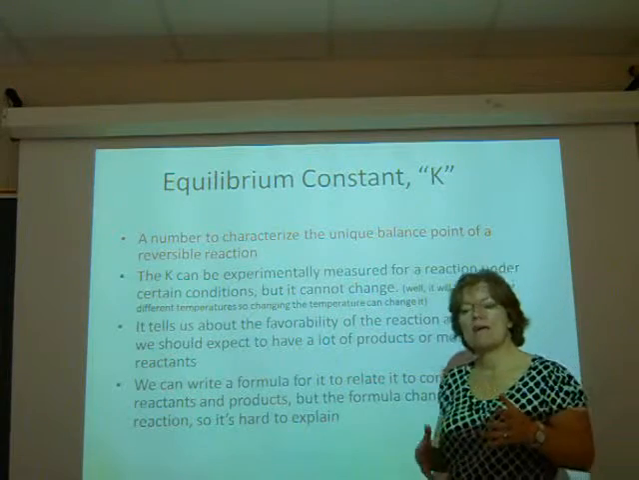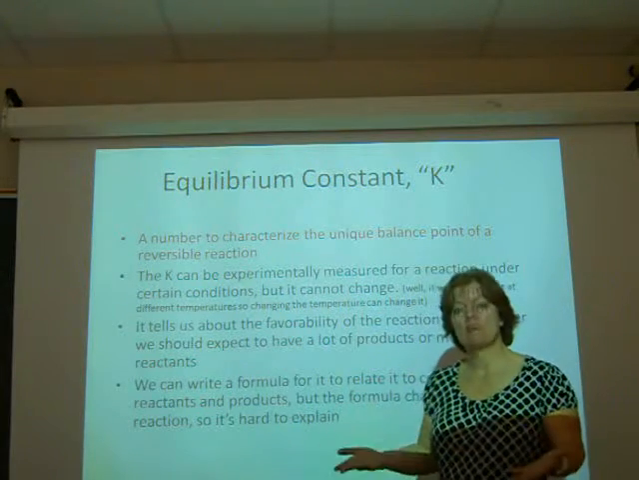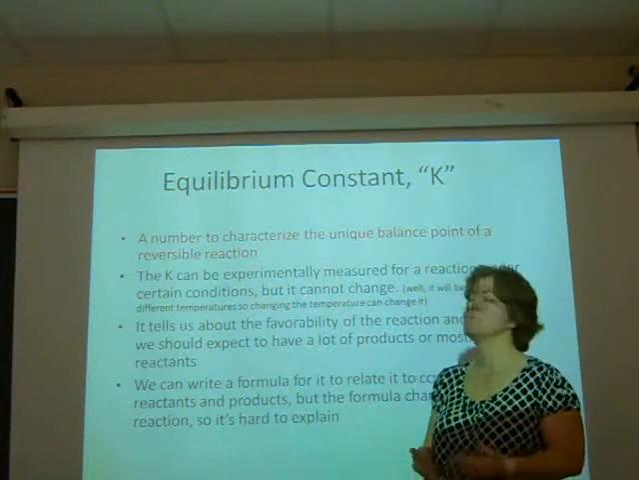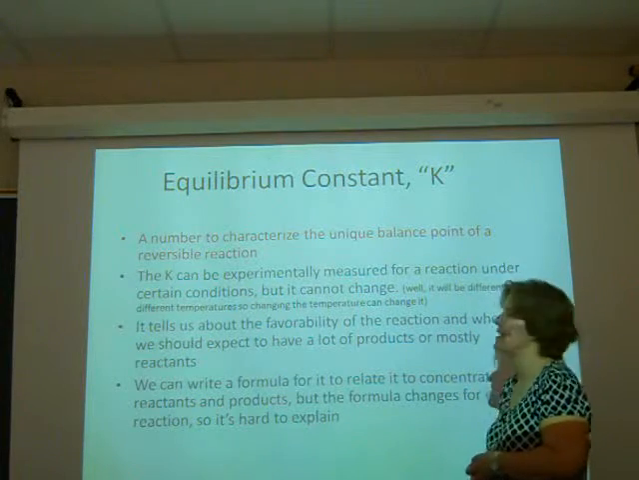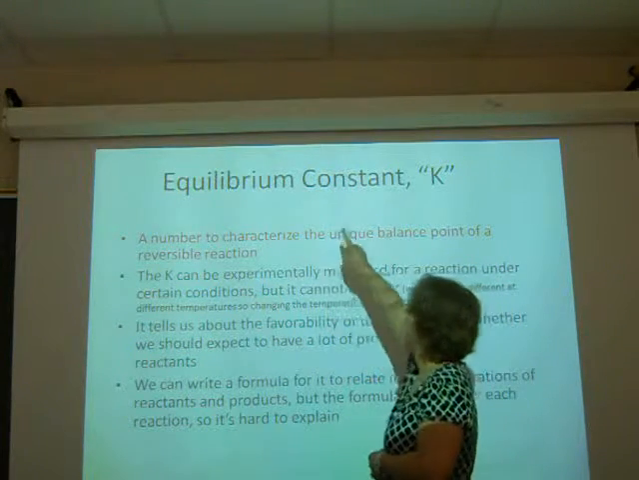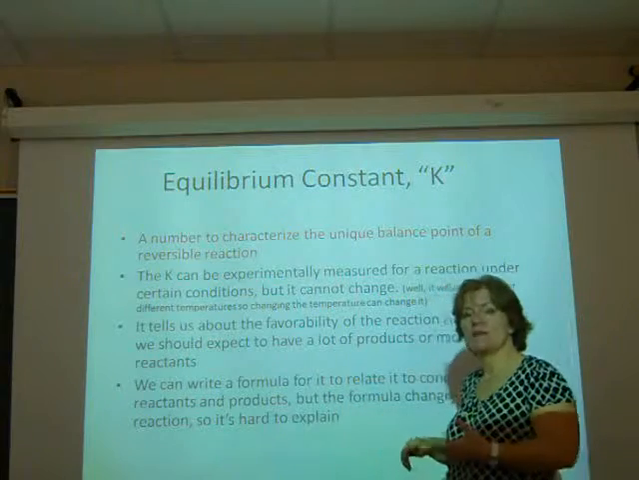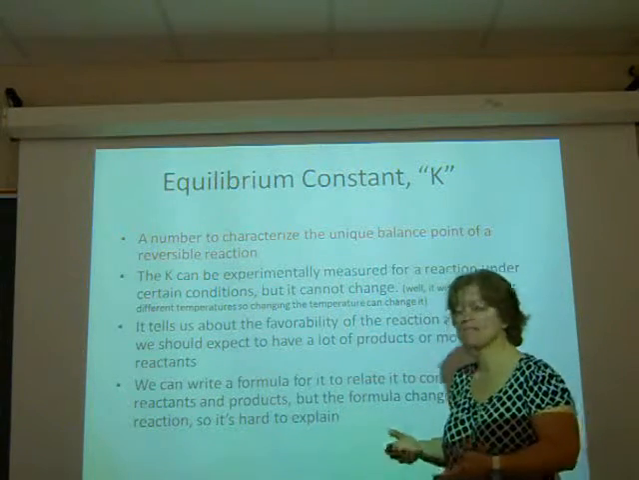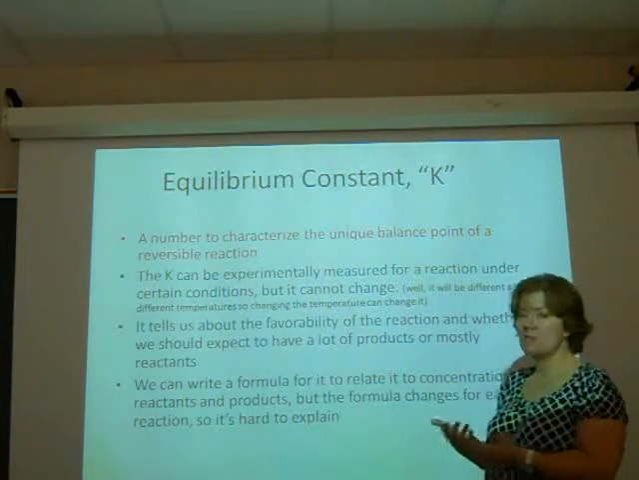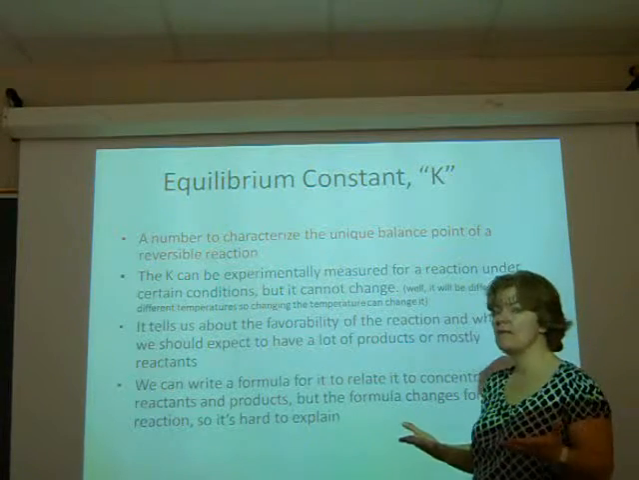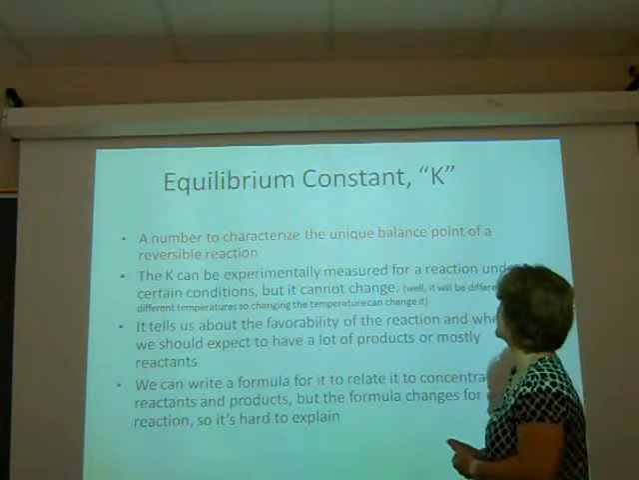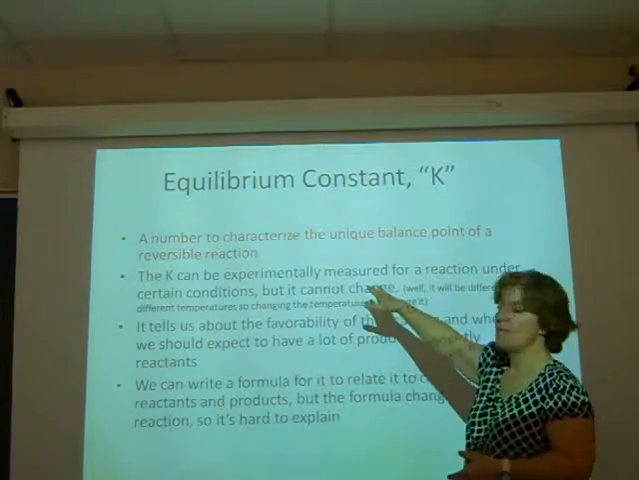I want to have a way to numerically represent different reactions and where they reach equilibrium. And I'm going to call this a K. It is an equilibrium constant. I abbreviate it with a capital K. And it's a number that's characterizing when the reaction reaches equilibrium. It can be experimentally measured.